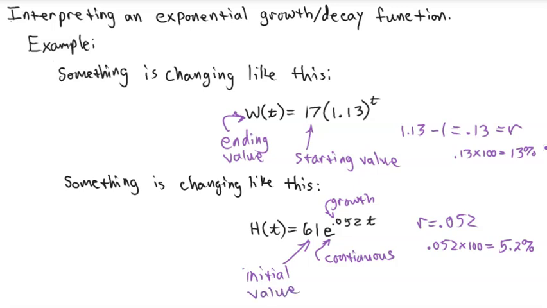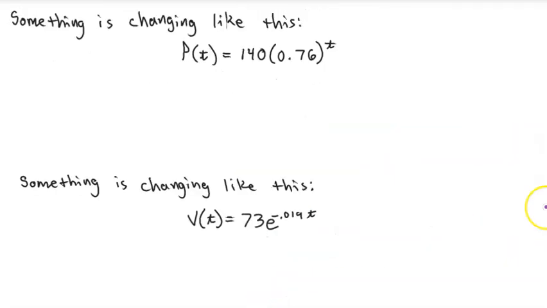So there's one example. Let's look at a couple of the decay function examples, okay? Suppose that we're told that some population, a dollar value, an investment, or a drug dose or something like that is changing like this. We want to know, is this discrete or continuous? Is it growth or is it decay? Well, there's no E, and therefore this must be discrete, okay?